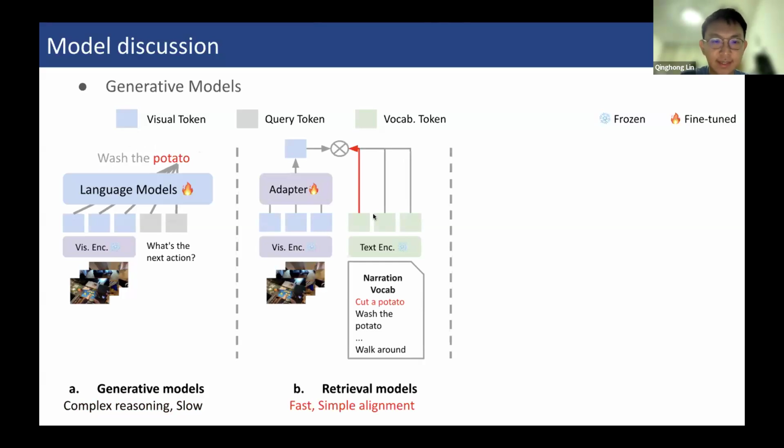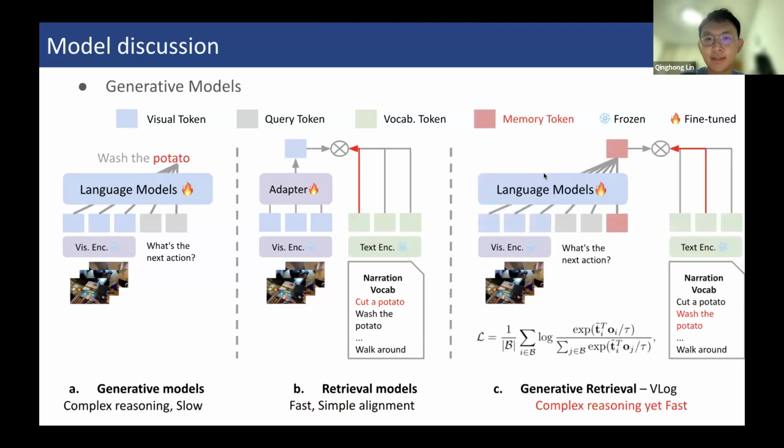The second kind of method assumes that if we have such narration vocabularies, we can reuse CLIP-style models, such as VideoCLIP or EgoVLP, and then we just need to perform the alignment. So cut a potato is the vocabulary for this video. This is fast, but it is weak at modeling reasoning relationships. So our idea is to include the advantages of both the generative model and the retrieval model.